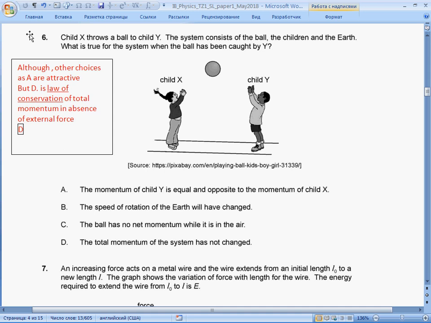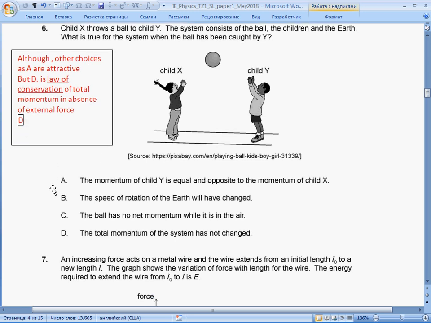Question 4. Child X throws a ball to child Y. The system consists of the ball, the children, and the earth, so a very big system. What is true for the system when the ball has been caught by Y? Looking at the different answers, I found that in the end the total momentum of the system has not changed. Yes, because there is no external force. This is the law of conservation, so I like this answer. Although answer A is also attractive, this is a conservation law. It is very strong, so I choose D.